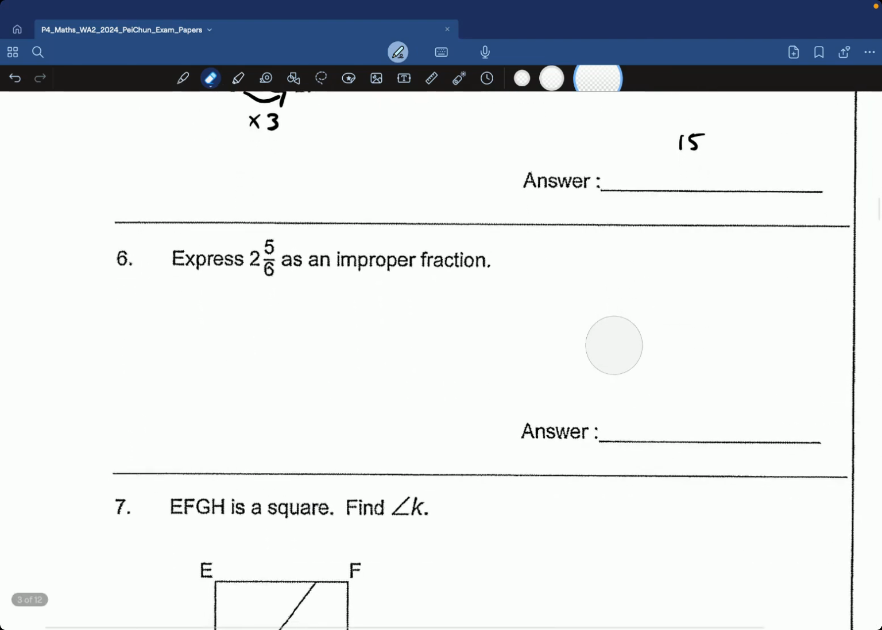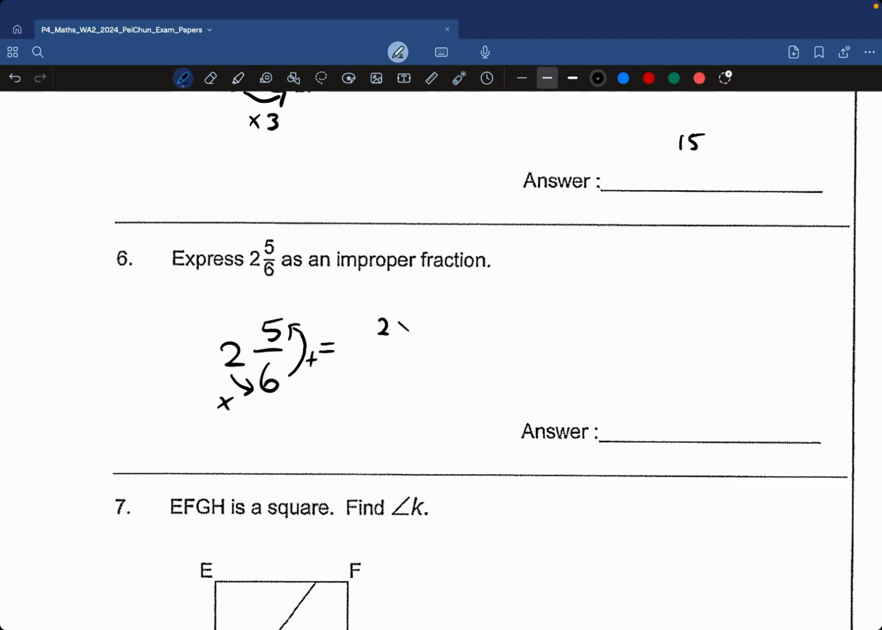Let's move on to question 6. Express 2 5 over 6 as an improper fraction. Right, so you have 2 5 over 6. So what you can do is you can multiply the denominator. So the whole number multiply the denominator, and then you can plus the numerator. Right, you add. So it's 2 times 6 plus 5 over 6. So 2 times 6 is 12 plus 5. Right, this will be equal to 17 over 6. So that's the answer, 17 over 6.